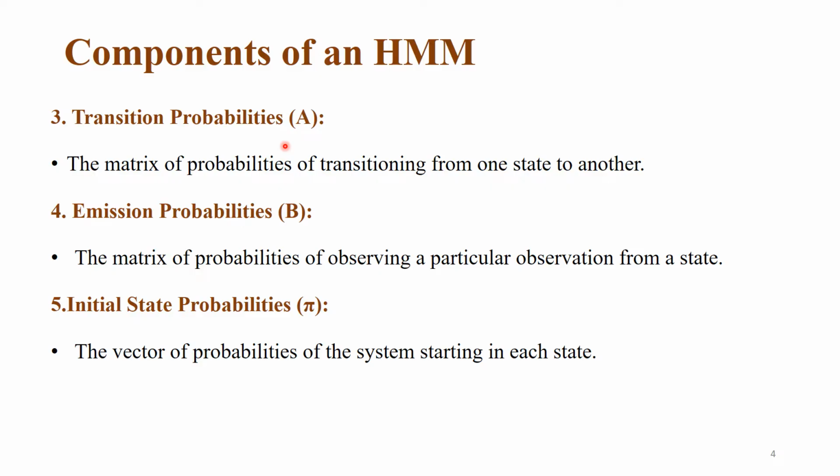Transition probabilities. This is the matrix of probabilities of transitioning from one state to another. Emission probabilities. Matrix of probabilities of observing a particular observation from a state. Initial state probabilities. This is the vector of probabilities of the system starting in each state.